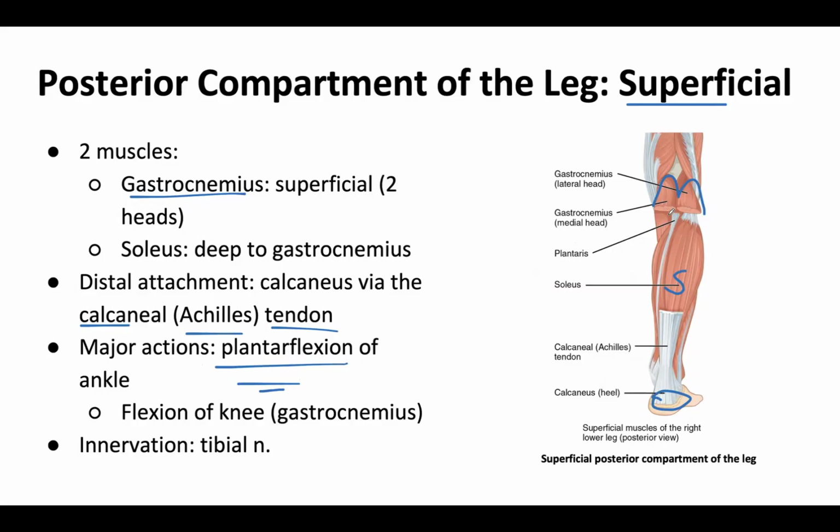Now, since the gastrocnemius crosses the knee joint as well, it can play a role in flexion of the knee. In fact, when the knee is flexed, only the soleus is really capable of plantar flexion effectively. These muscles are innervated by the tibial nerve, and note we are in the posterior compartment, and we know that the tibial nerve equals posterior.